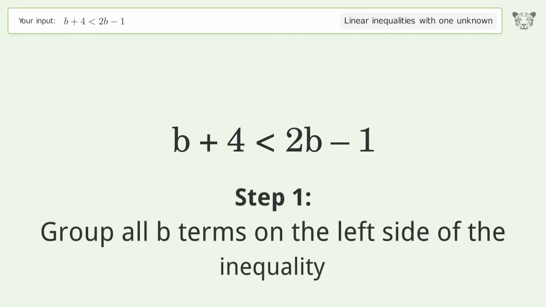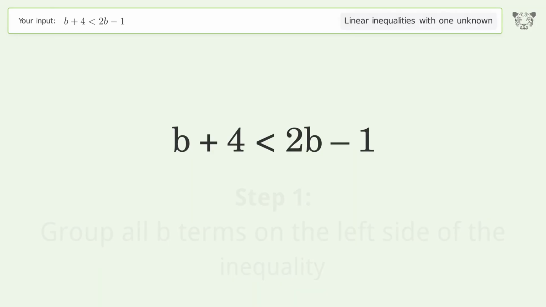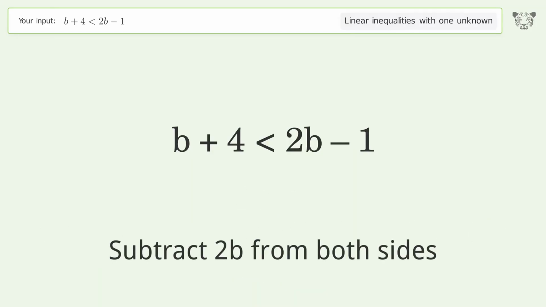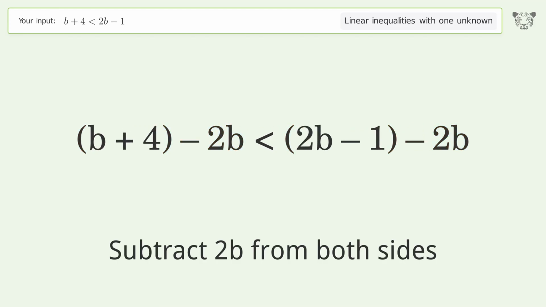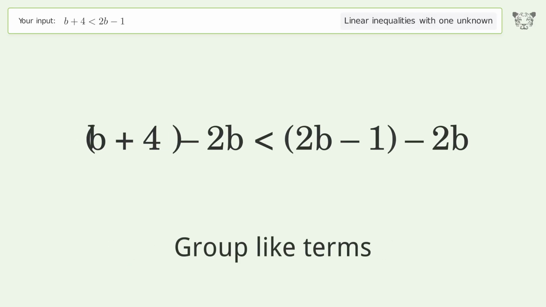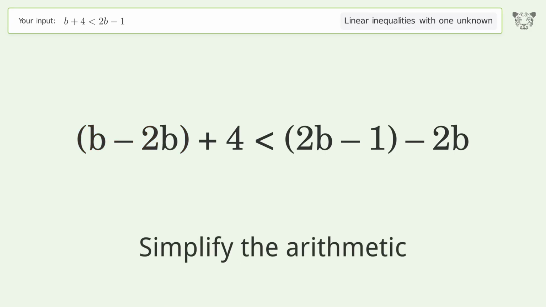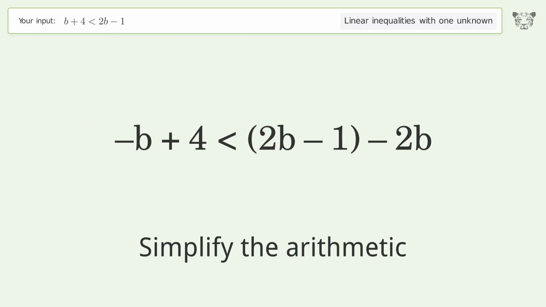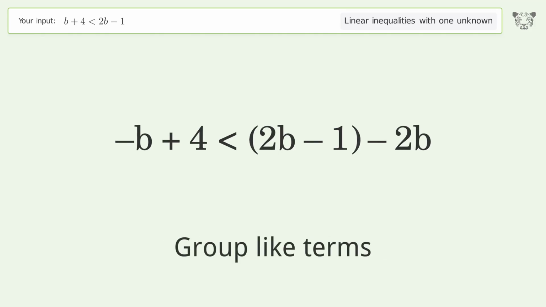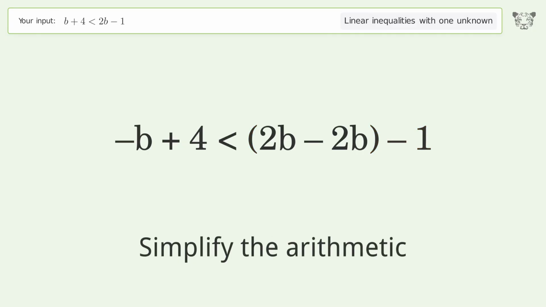Group all b terms on the left side of the inequality. Subtract 2b from both sides. Group like terms. Simplify the arithmetic. Group like terms. Simplify the arithmetic.